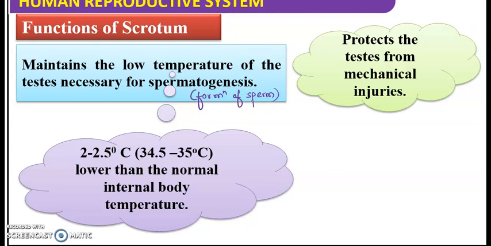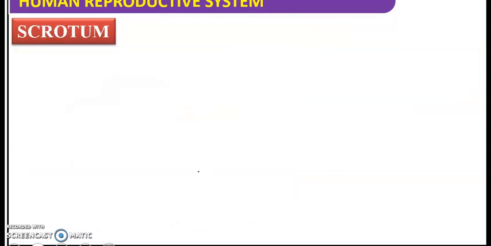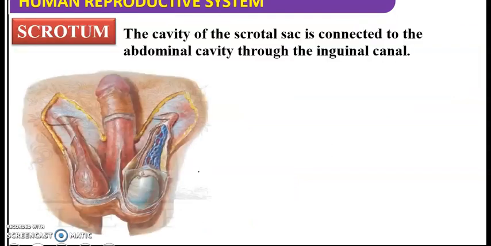For that to happen, the temperature of the scrotal sac should be lesser than the internal body temperature. How much less? Somewhere between 2 to 2.5 degrees less than the internal cavity temperature, and that is somewhere between 34.5 to 35 degrees centigrade. So this temperature is maintained by the scrotal sac, and to maintain this temperature, the scrotal sac is present below or outside the abdominal cavity, a condition which is called descent of the scrotal sac.